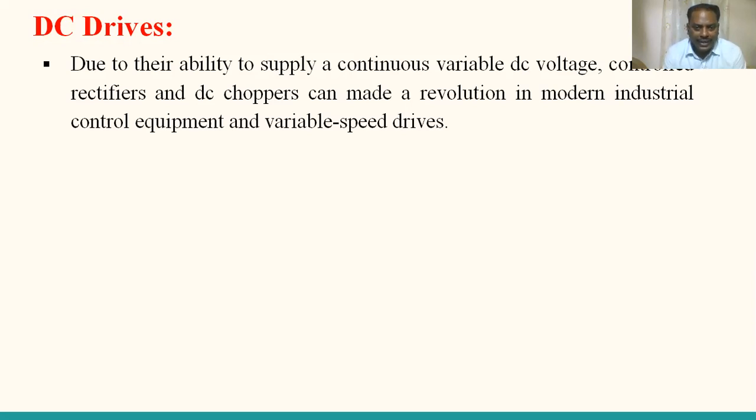So there are two major controllers: one is the rectifier, another one is the chopper. A rectifier converts AC into DC, a chopper converts DC into DC. Those two have the ability to give a continuous variable DC voltage. This continuous variable DC voltage will change the speed of the DC motors. Those two made a great revolution in modern industrial control equipment as well as variable speed drives.